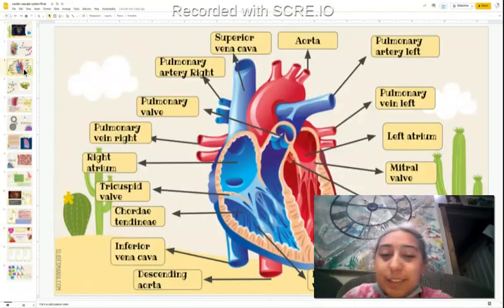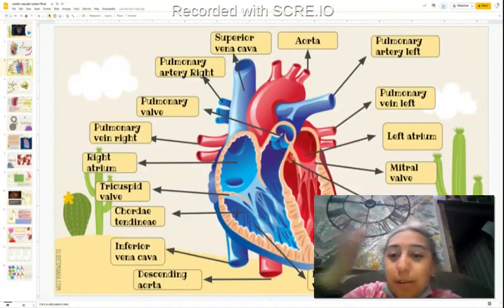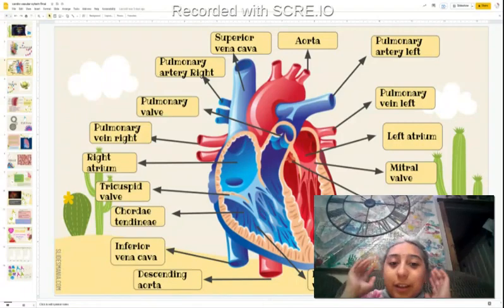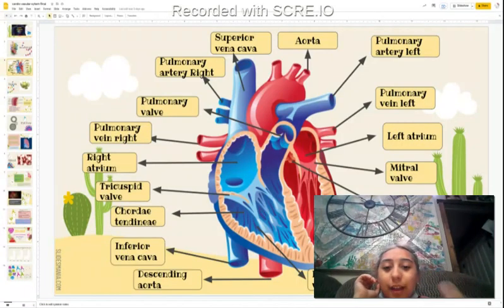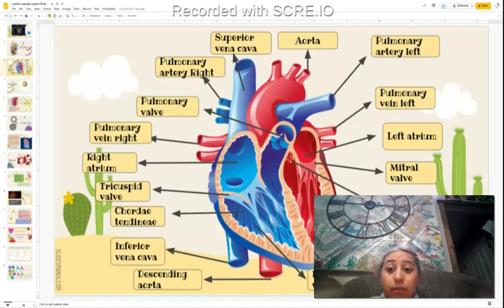So the cardiovascular system has a bunch of parts, like 20 parts, but the most important are the left atrium, right atrium, the left and right ventricles, and all the valves within it.